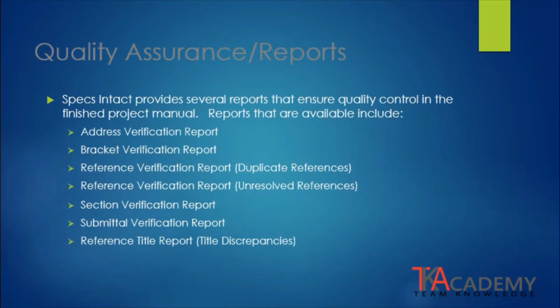Where all these tags come into play is at the end when you begin to do your quality assurance checks and reporting. Specs and Tact provides several reports that ensure quality control in a finished project manual. The reports that are generated by Specs and Tact include the following: address verification, bracket verification, reference verification report, which is for duplicate references, reference verification report, which is for unresolved references, section verification, submittal verification, and reference title report, which is for title discrepancies.